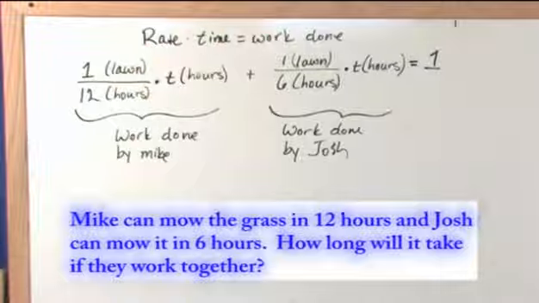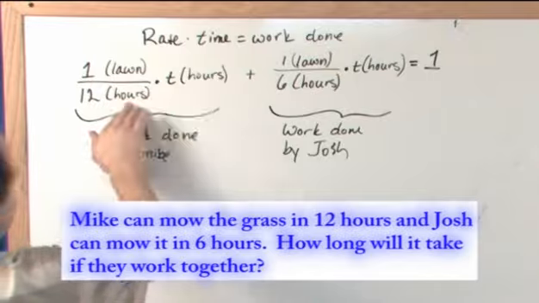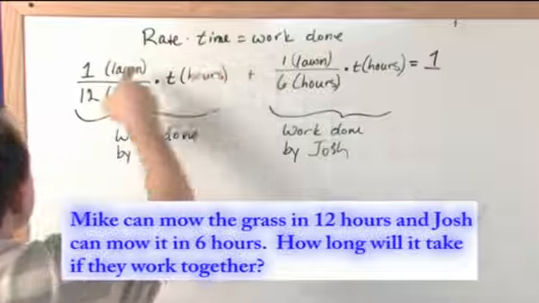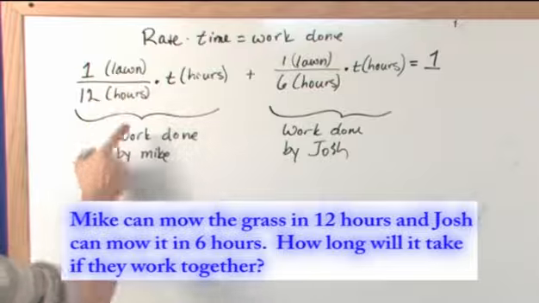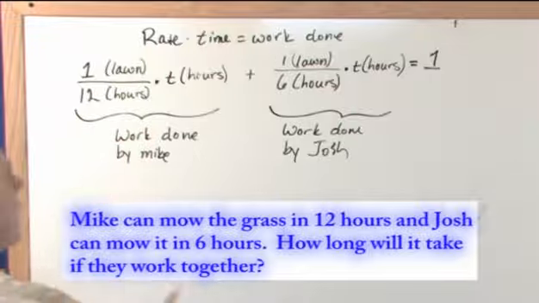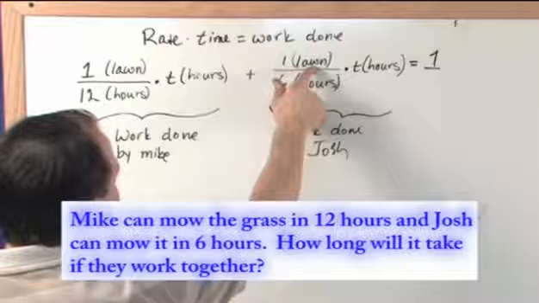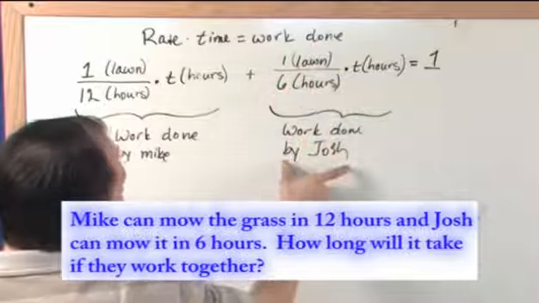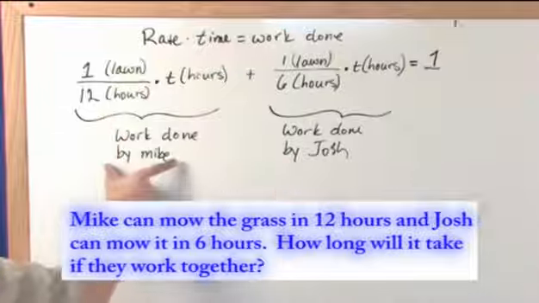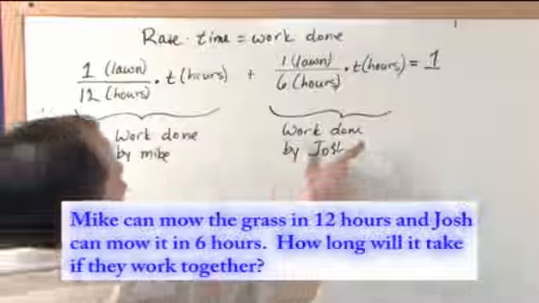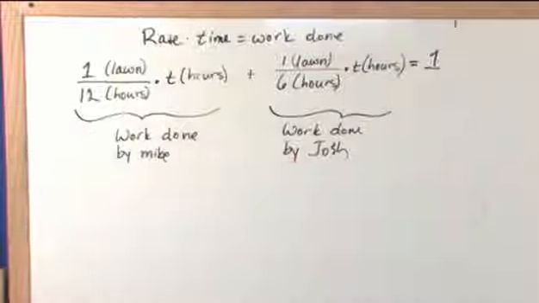I'll just do a quick aside here to point it out if you didn't see it last time. The reason I'm writing the units here is one lawn per hour multiplied by hours. Hours cancel with hours. This leaves you with a unit of lawns. So this is how much of a lawn Mike actually mows in this time. This hours cancels with this hours, so this is how much of a lawn, because that's the unit we have left over once we cancel this. This is how much of a lawn Josh mows. So this is how much of the lawn Mike mows, plus this is how much of the lawn Josh mows. Both of them together must equal one lawn. That's what we're doing here.